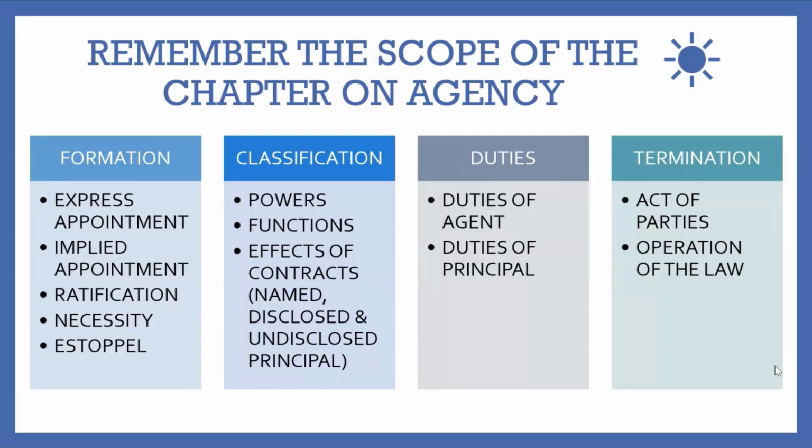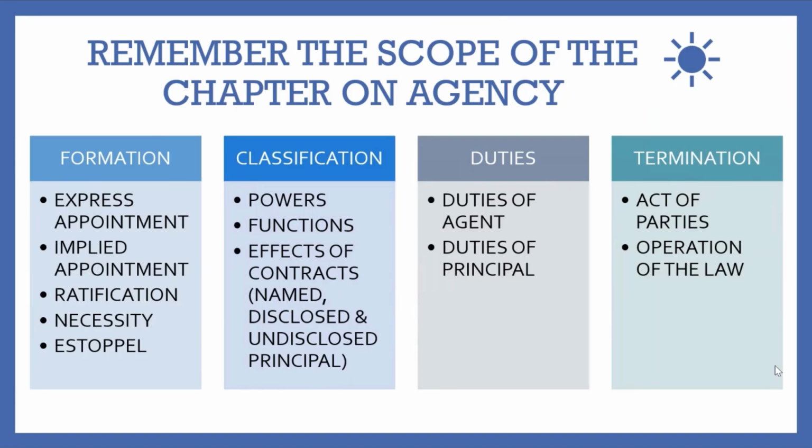Now, basically, for this chapter, there are four main parts. Firstly, the formation of agency. And under the formation of agency, there are 5 ways in which the agency can be created or formed: express appointment, implied appointment, ratification, necessity, and estoppel.